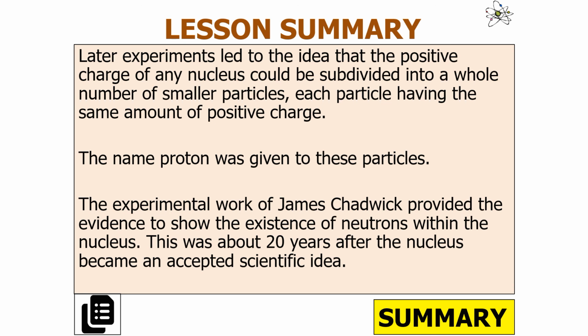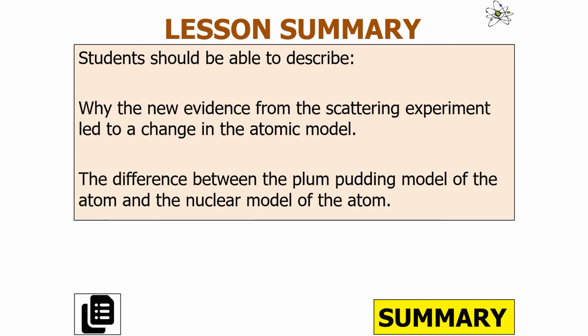Now, later experiments led to the idea that the positive charge of any nucleus could be subdivided into the whole number of smaller particles, each particle having the same amount of positive charge, and the name proton was given to these particles. The experimental work of James Chadwick provided the evidence to show the existence of neutrons within the nucleus, and this is about 20 years after the nucleus had become an accepted scientific idea. You should be able to explain why the new evidence from the alpha particle scattering experiment led to a change in the atomic model, and the difference between the plum pudding model and the nuclear model of the atom.